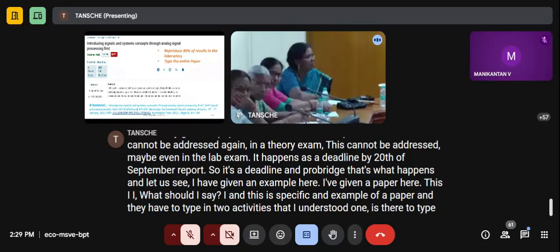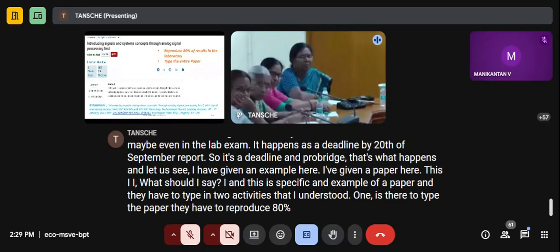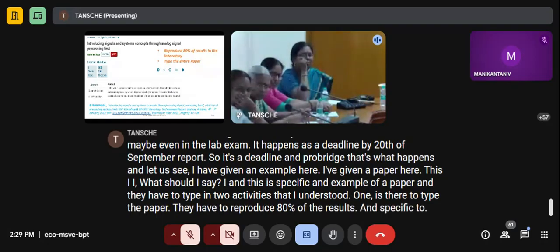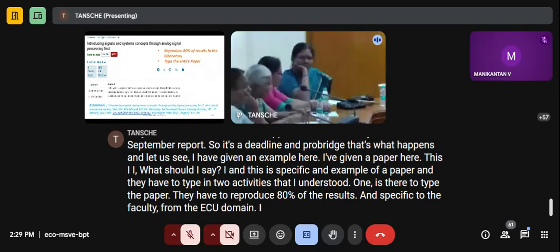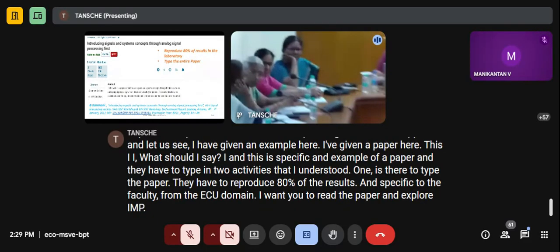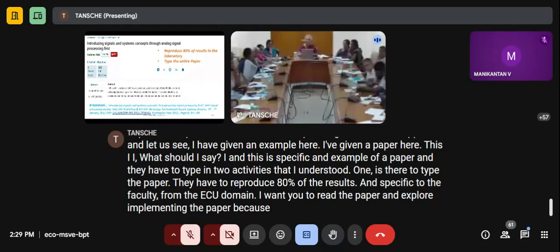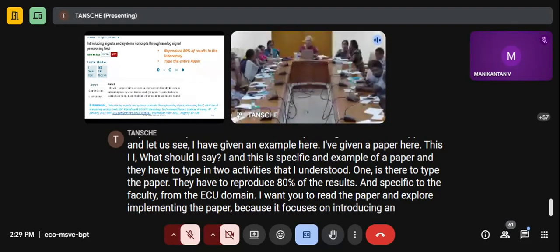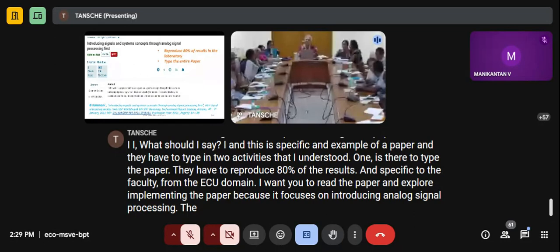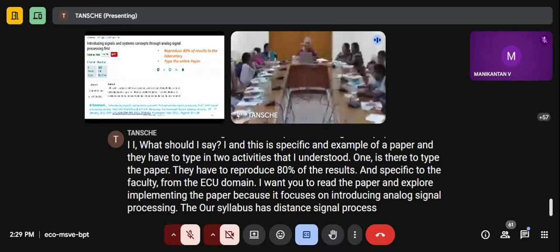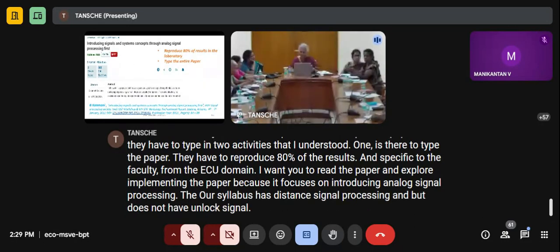One is they have to type the paper. They have to reproduce 80% of the results. And specific to the faculty from the ECE domain, I want you to read the paper and explore implementing it, because it focuses on introducing analog signal processing. Our syllabus has digital signal processing but does not have analog signal processing.